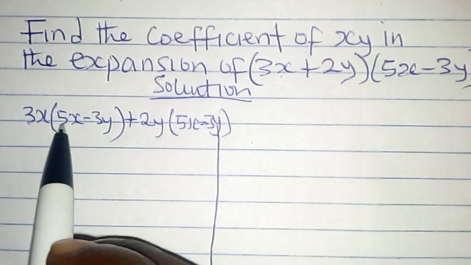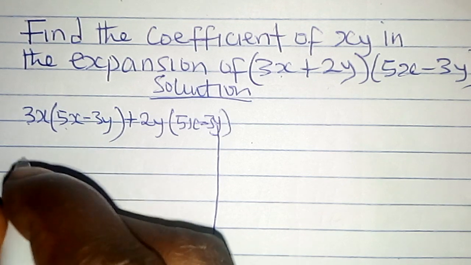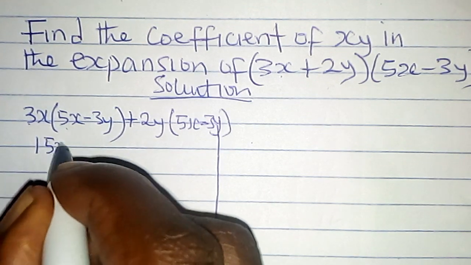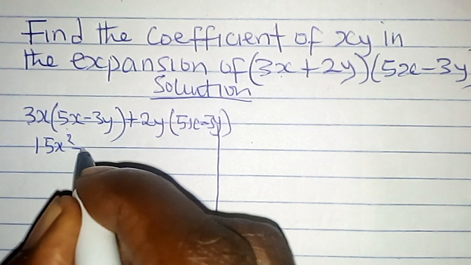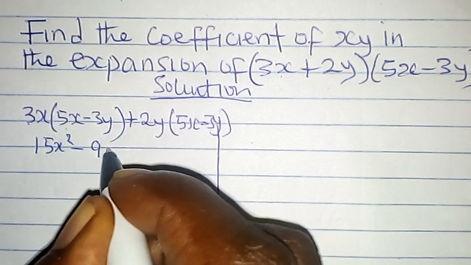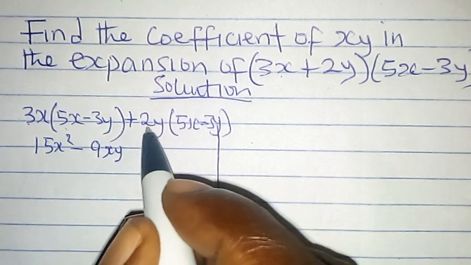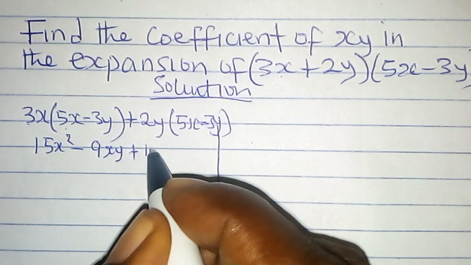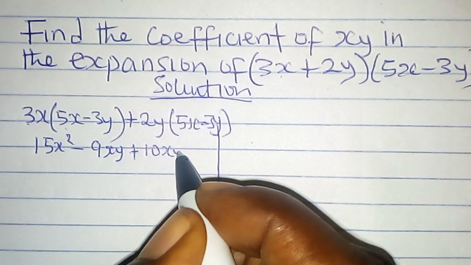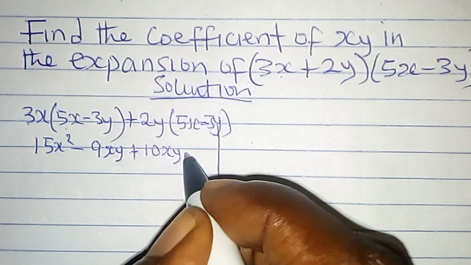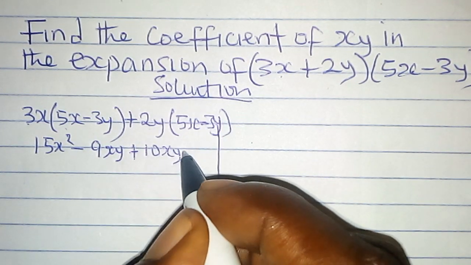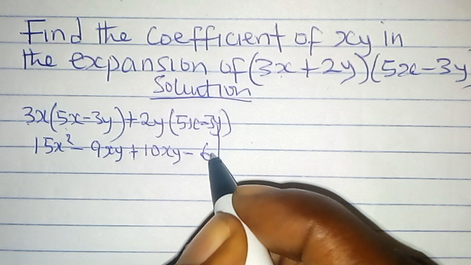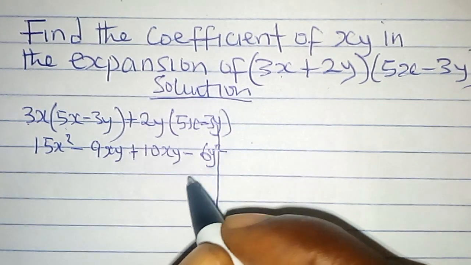So 3x multiply this bracket will give us 15x squared minus 9xy. This multiply this will now give us plus 10xy. This multiply this will give us minus 6y squared.